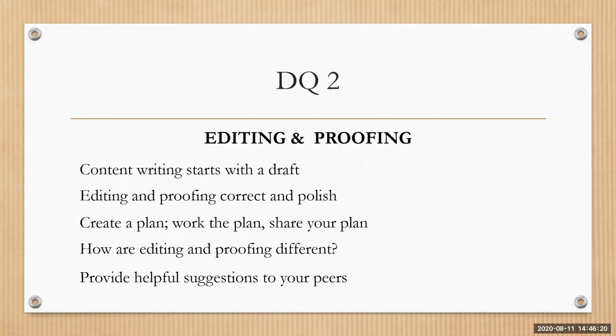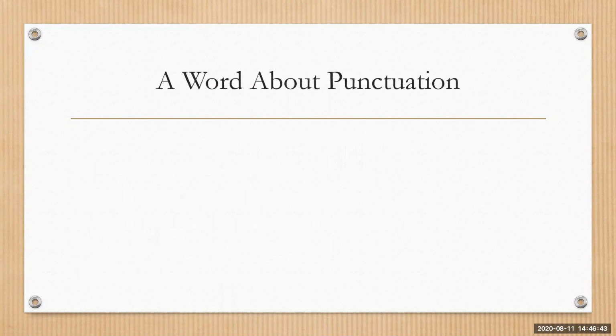And finally, provide helpful suggestions to your peers. As we've done all along, we're trying to help each other. If you see someone that maybe is mixed up on a thought, or perhaps you have a better idea, some idea that you found that would be helpful, then provide those suggestions to your peers. This is a way that we can help each other. We're a team going through this together, so help your teammates out.